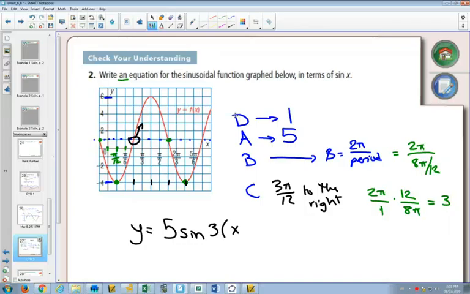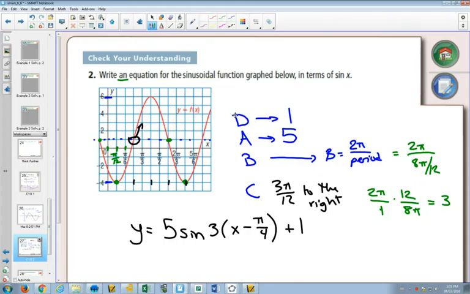Now in order to go to the right, should this be plus or minus? Minus pi over 4, which is the same as 3 pi over 12, and then our d value is plus 1. You could write 3 pi over 12, and that would be perfectly fine. So that would be the most typical equation.